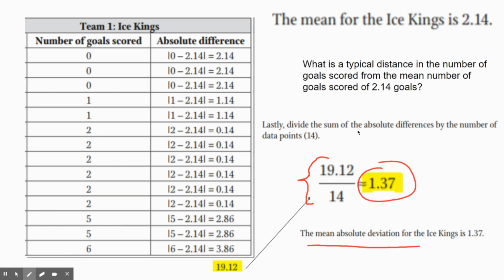So the mean absolute deviation is 1.37, but what does that actually mean? That means on average, the number of goals scored in each game was about 1.37 goals away from the mean of 2.14. Sometimes we were way higher than the 1.37. Sometimes we were lower, but it averages out. A typical distance from the mean is 1.37.